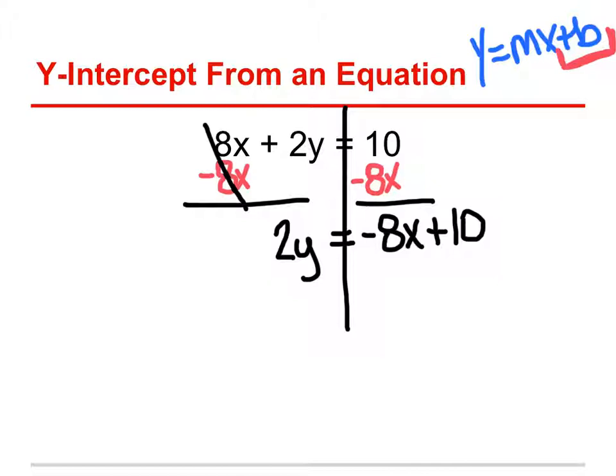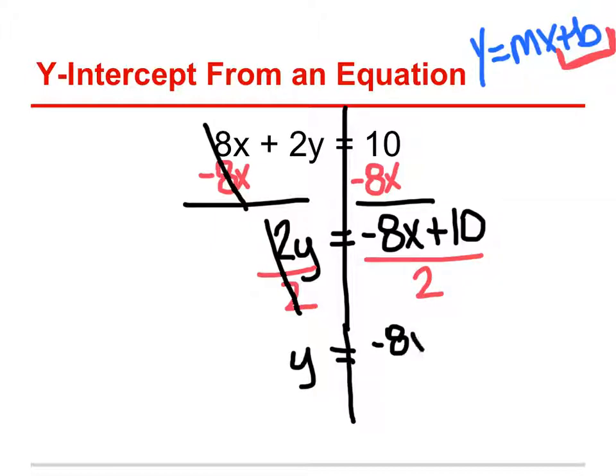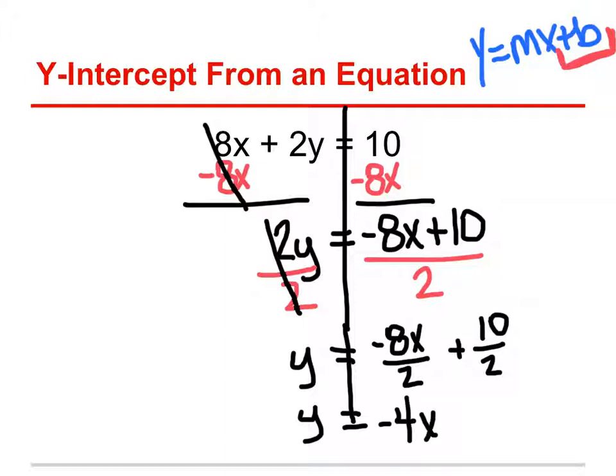To solve for y, we need to divide both sides by 2 because it is being multiplied by 2. And we divide the entire other side by 2. Our 2's cancel out and we get y equals. Now, when we divide the other side by 2, we have to divide both terms. So we take negative 8x divided by 2 and positive 10 divided by 2. You have to divide each term by 2. We get y equals negative 8 divided by positive 2 is a negative 4x, and then 10 divided by 2 is a positive 5.